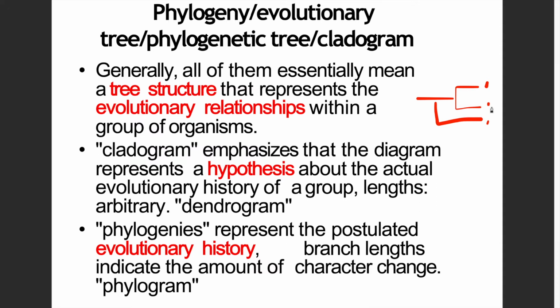Okay? However, when you draw a phylogram or your phylogenies, your phylogenetic tree, the branches here mean something. Usually when you do a tree like this, you make it look like something like this. Okay, I'll draw it. So say for example, it looks like this. So this is your phylogram.